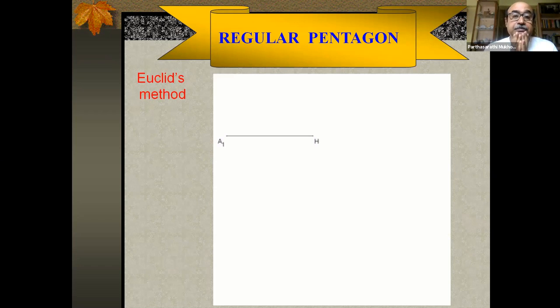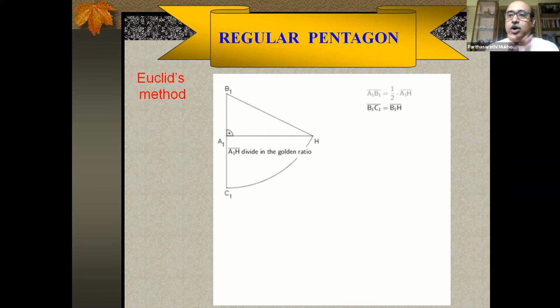This is not that simple. There are several methods, but I'll show you. This is a bit involved. This is a regular pentagon construction by Euclid. I'll give you a paper. The proof of this is a bit involved.